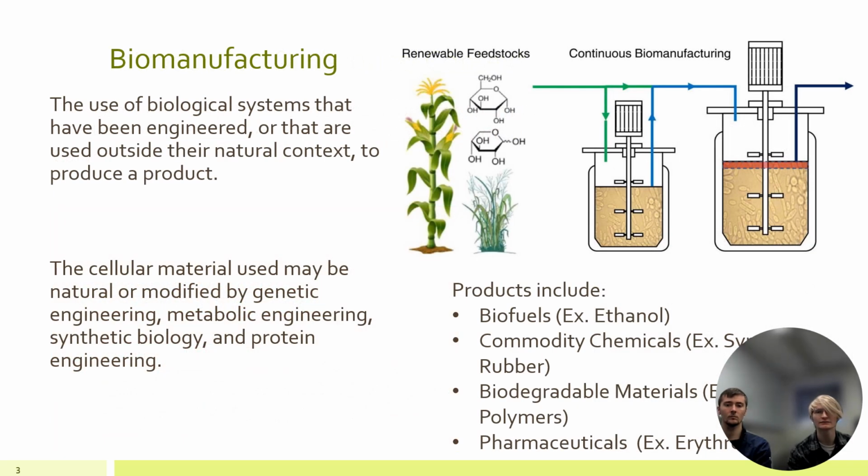The goal of synthetic biology and metabolic engineering is to produce the microbial factories necessary for biomanufacturing. Biomanufacturing involves the use of biological systems that have been engineered or used outside their natural context to produce a product. Biomanufacturing is one of the most important methods of production today, as it has the potential to utilize sustainable biomass, such as corn, from across the United States for conversion into new products, and provides an alternative to petroleum-based production for fuels such as ethanol, commodity chemicals like synthetic rubber, and green materials, medicines, and more.